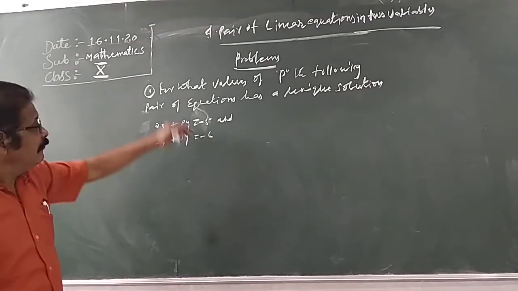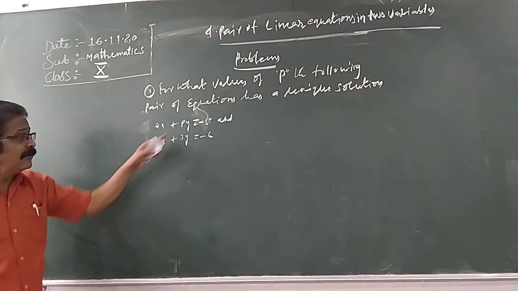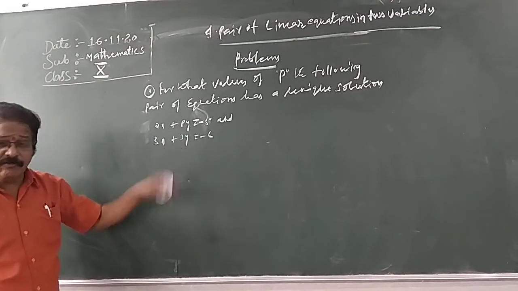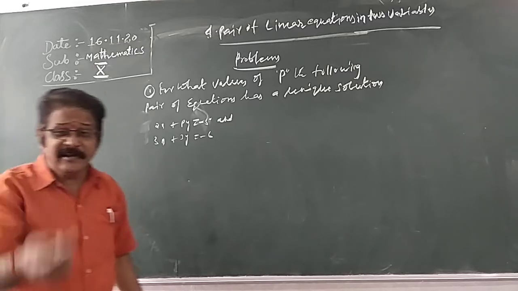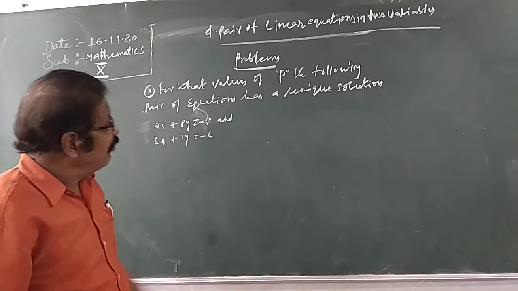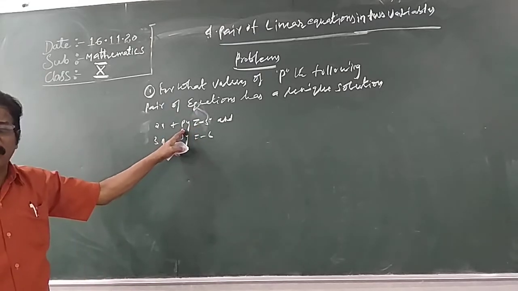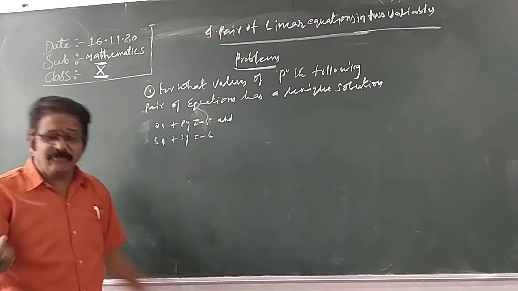For what values of p? Here, the x coefficient is 2, and here the x coefficient is 3. Here the y coefficient is p, and here the y coefficient is 3. We know that x coefficients are a1, a2, y coefficients are b1, b2, and constant terms are c1, c2. Now, for what values of p? Here the y coefficient p is missing. What value of p?